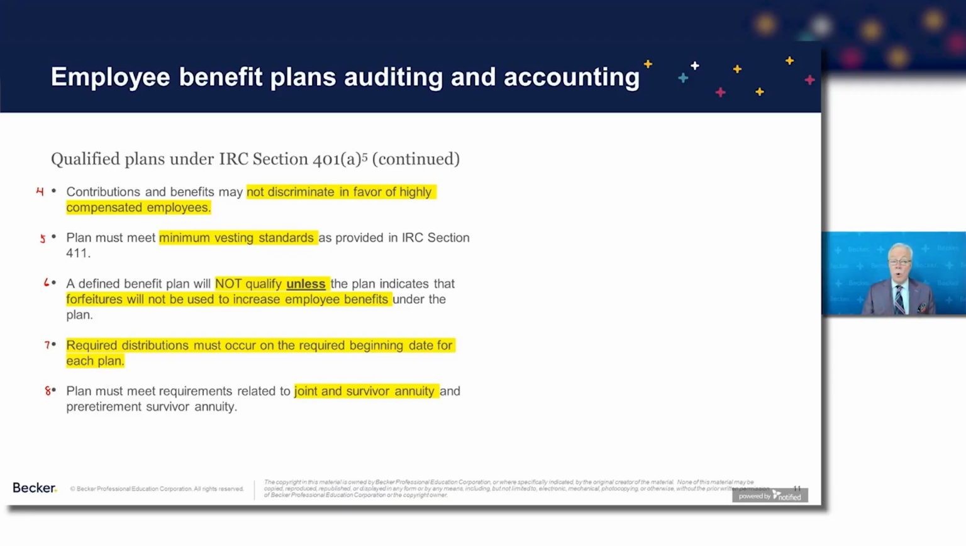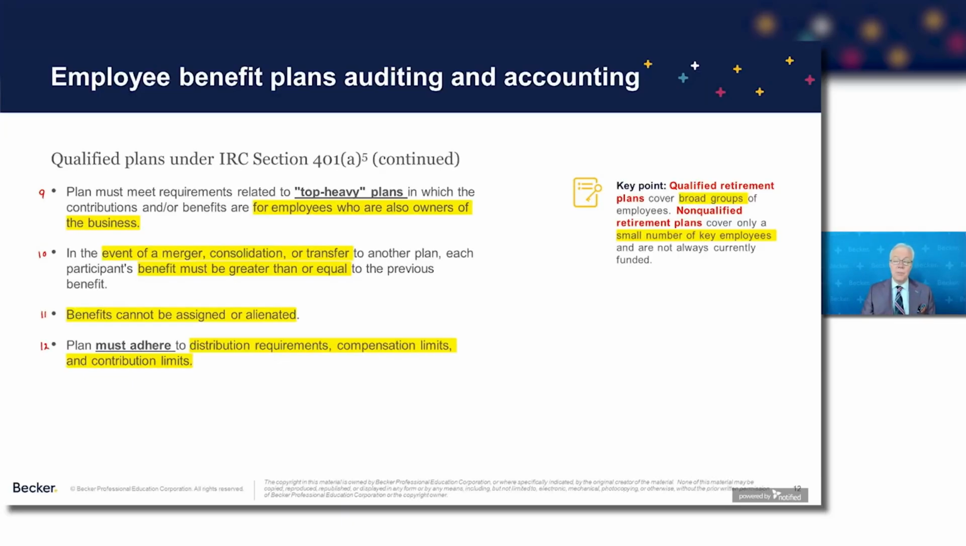Number 7, required distributions must occur on the required beginning date for each plan. Now, generally, it's when they retire, providing that they're over 59 and a half. So it's when they retire or when they hit 72 under the required minimum distribution. We're going to see that over and over again as we go through the plans, especially near the end of this program. Number 8, the plan must meet requirements related to joint and survivor annuities and pre-retirement survivor annuities.